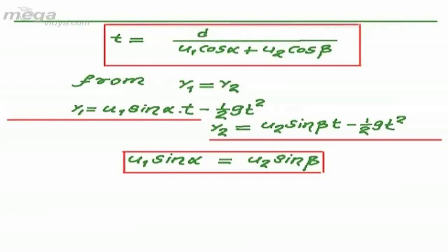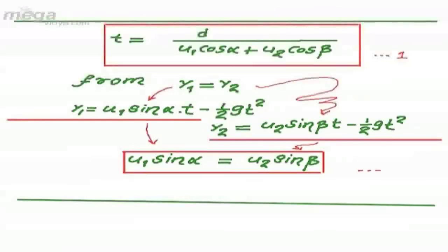Under this condition, if the second condition, that u1 cos alpha t plus u2 cos beta t becomes equal to the initial separation, is also met, then it is sure shot for this collision to occur. So this is condition number 1 and this is condition number 2. Here condition number 1 is also the source of the time at which collision occurs.